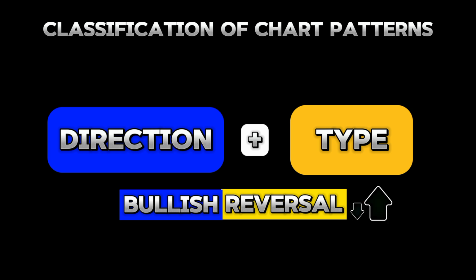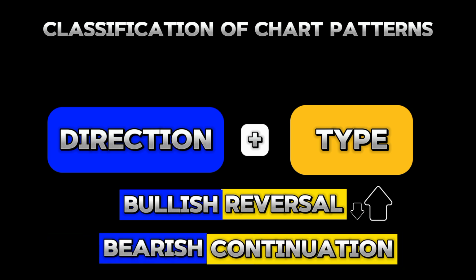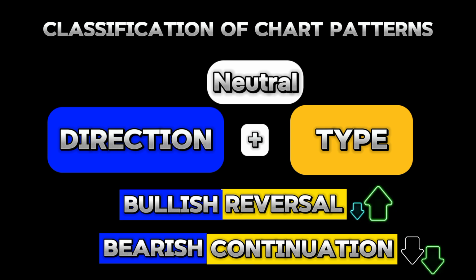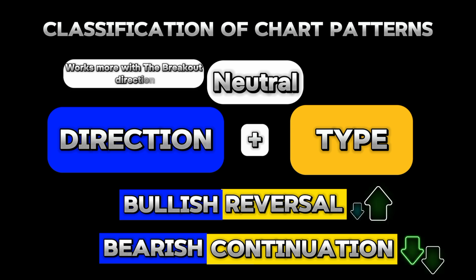Another example is a bearish continuation pattern. Price will be going down before the chart pattern appears, and after the chart pattern appears, the price will also continue going down, respecting the former direction. And for the neutral patterns, what was happening before does not actually matter. You simply take a look at which side the price breaks out of the pattern, since that is the direction that it will probably go to.